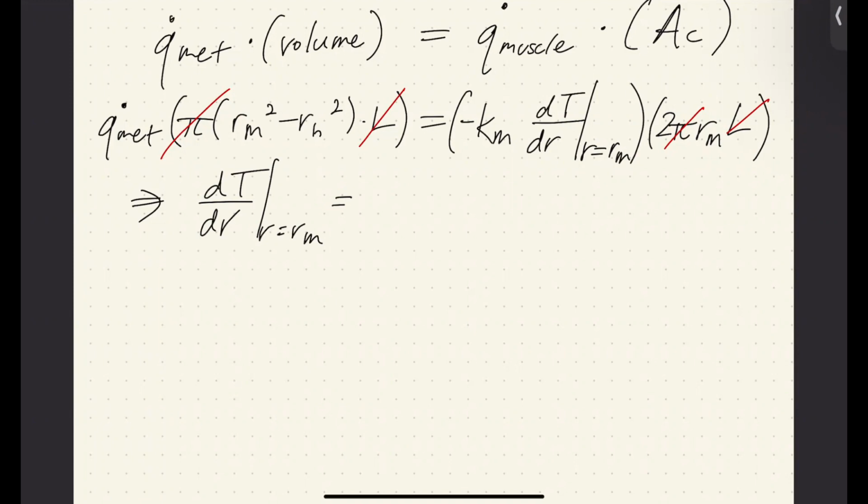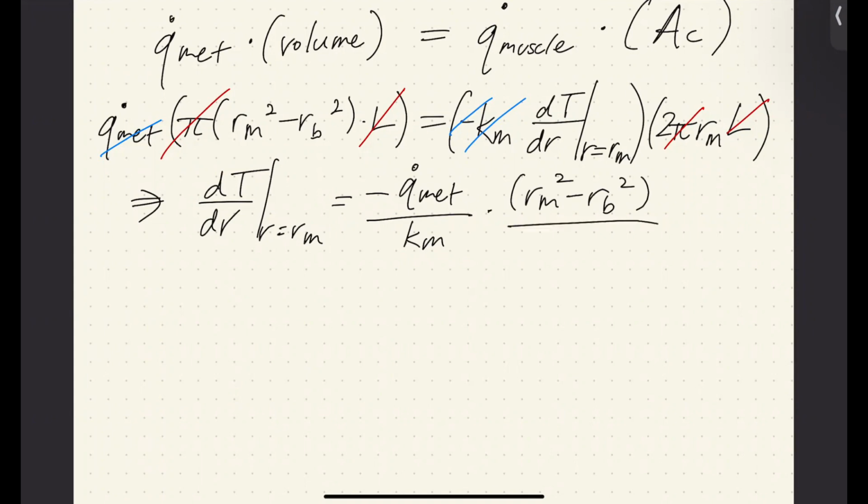Well, I see the negative. We can move the negative over. I'm going to use blue. Negative Q met over what? Well, km. There's km. I'm using blue to denote what I'm using, times rm minus rb squared over 2 rm.